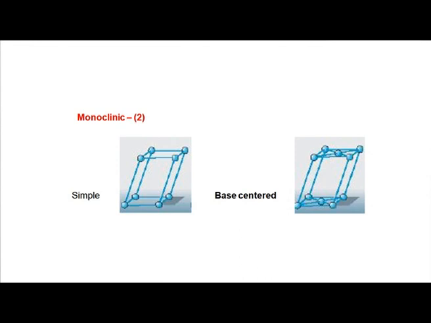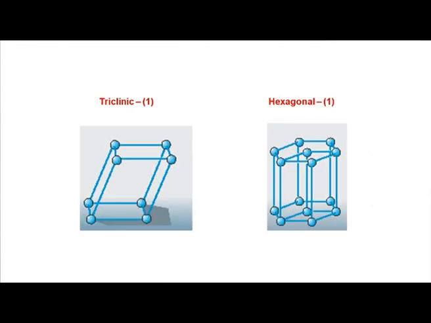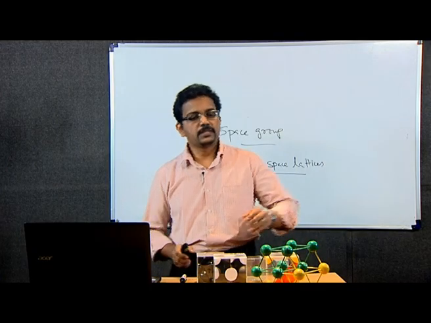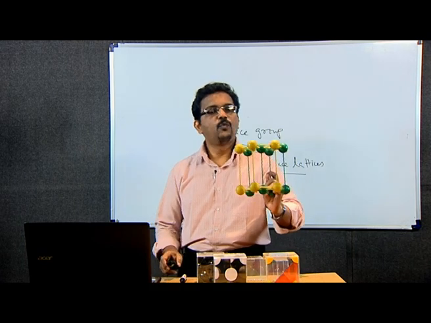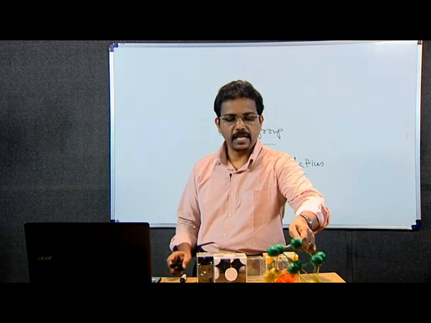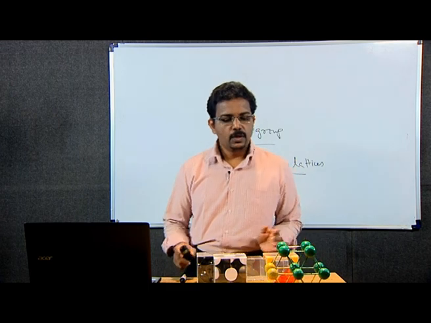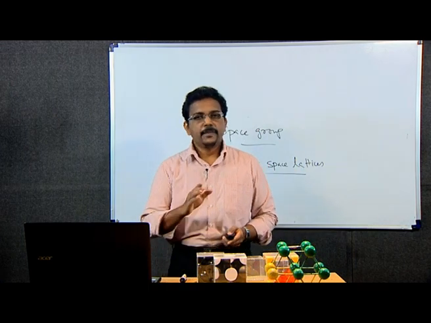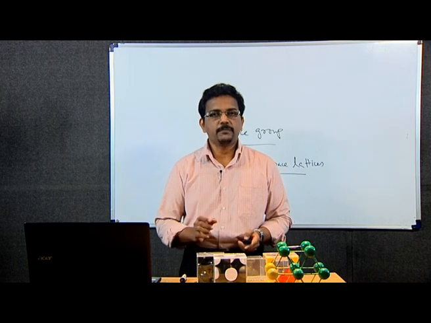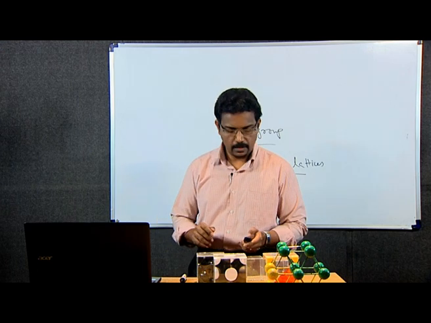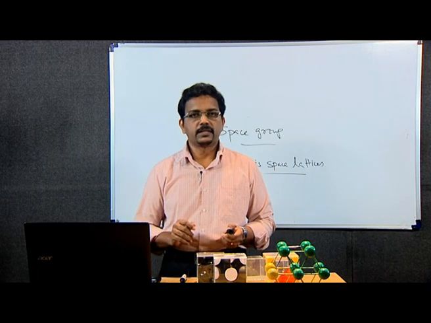In the case of rhombohedral, only 1. Monoclinic, you can see 2 types, triclinic 1, hexagonal only 1. So, in the hexagonal structure we can see only 1 type of Bravais lattice. So, these are the main 14; we can observe only 14 Bravais lattices in crystals.